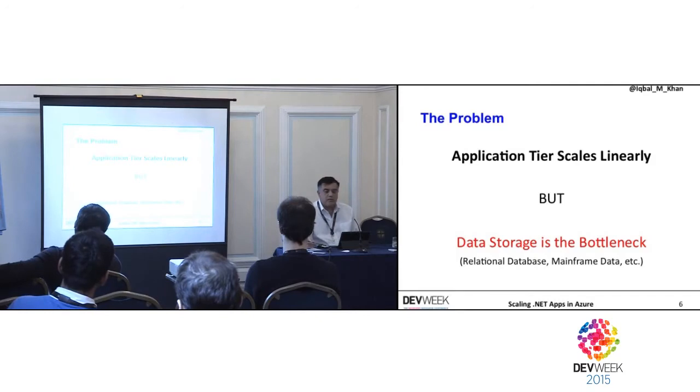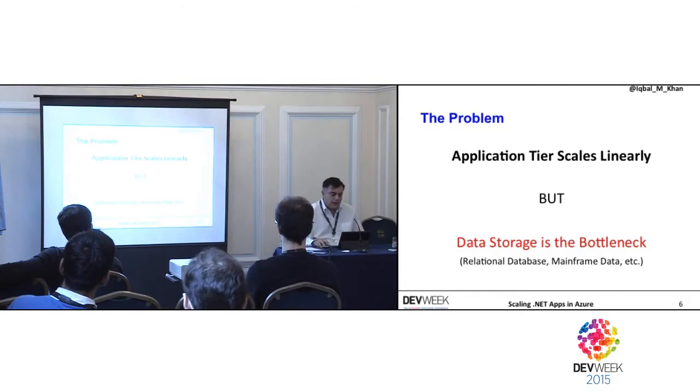So what is the problem? The problem is that the application tier scales linearly. You can add more servers, as we said, to your web application. It's a load balanced environment. As you add more servers, you can handle more and more requests by the users. So that scales very, very linearly, but data storage becomes the bottleneck.